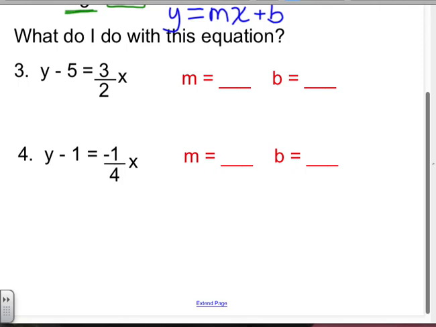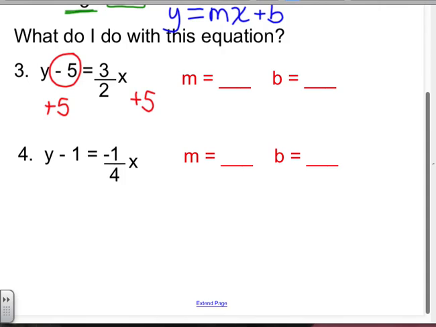So for number 3, I'm looking at that guy, and I like where the y is, and I like where the 3 over 2 times x is, but it's this guy right here. He is on the wrong side of the equation. He needs to bounce over to the other side. You should remember, goodness knows we've done this 1,000 times, how do you move a term from one side of an equation to the other? We do the opposite. So what is the opposite of minus 5? It's to add 5.